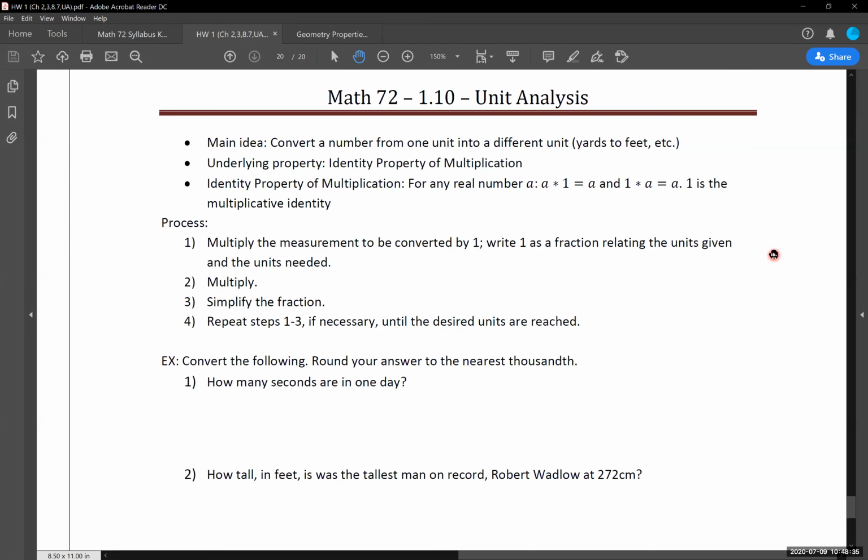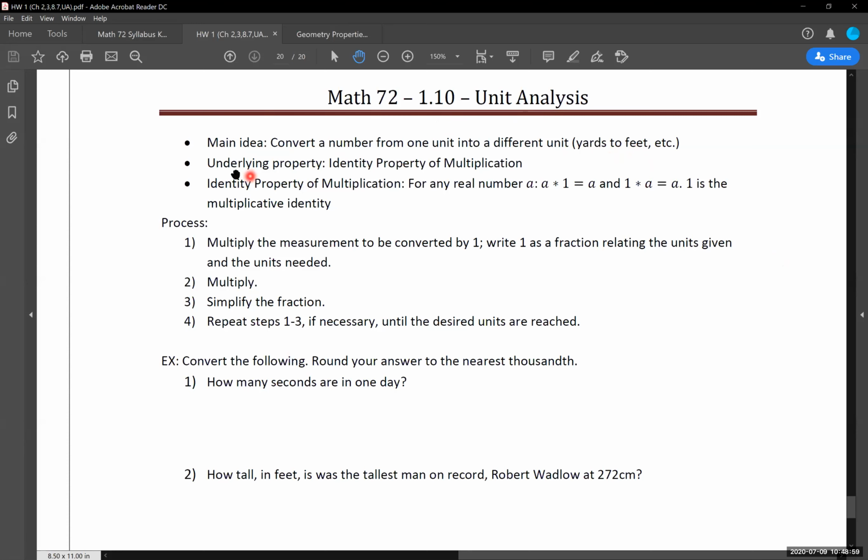So today we're going to be taking a look at unit analysis, which is basically just a fancy way of saying unit conversions. We're starting with one unit and we're converting from that into another one. So again, our main idea, we're converting a number from one unit into different ones. So yards to feet, miles to inches, days to minutes, things like that.